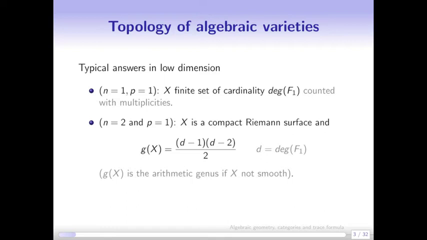So what are the typical answers in low dimensions? There are two very famous statements. Assume that we are looking at a homogeneous equation in two variables of degree d. X is a finite set with the discrete topology, so to understand the topology I just have to count the number of points in this finite set, and you all know that this number of points is the degree of the polynomial. You will see that there are some colors in this talk. The gray here is some extra information: of course I have to count with multiplicities, but I will assume that we are in a generic situation.